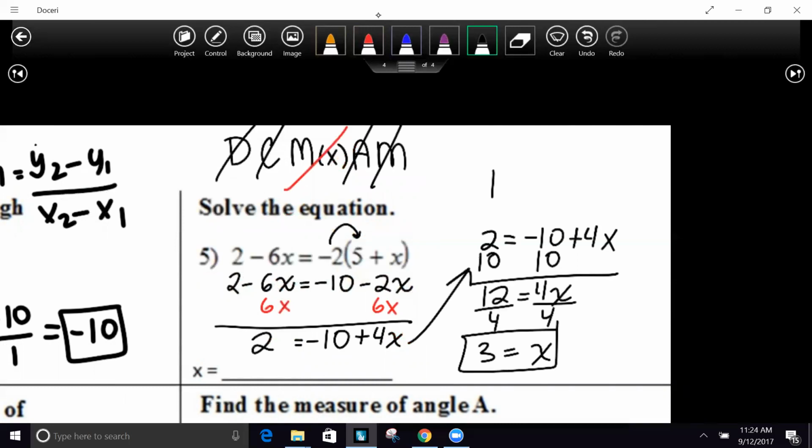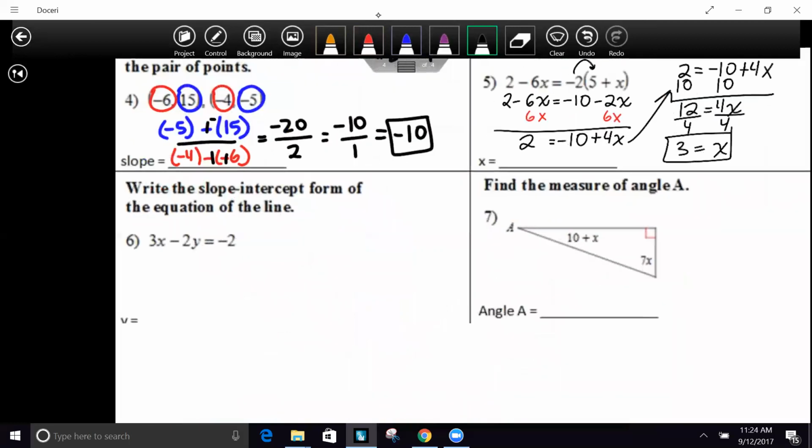You could have done it the other way by subtracting out the 2x to get your variables on the left-hand side. That would have given you negative 12, negative 4x. Dividing both out would still get you positive 3. Got to know the difference. Negatives, negatives, positive, positives.